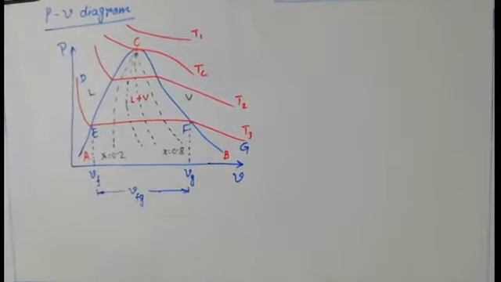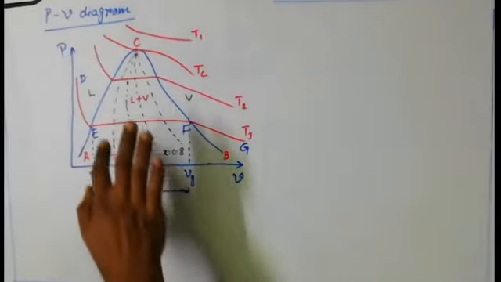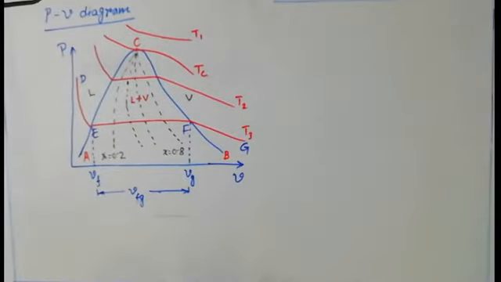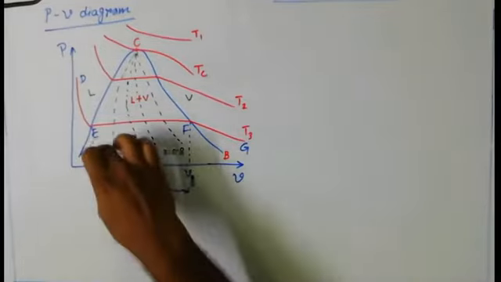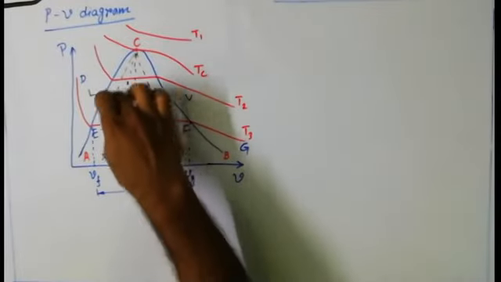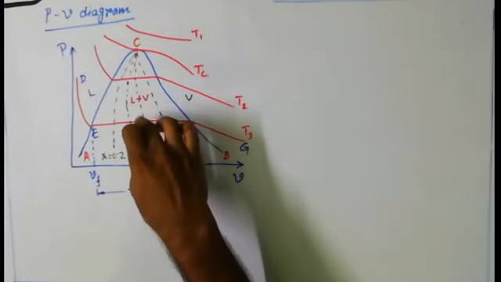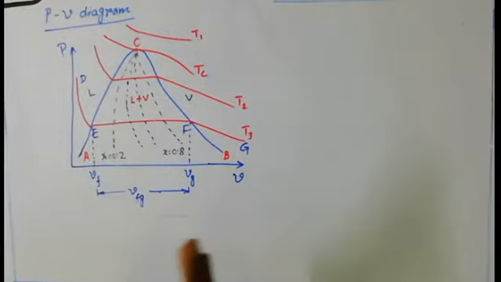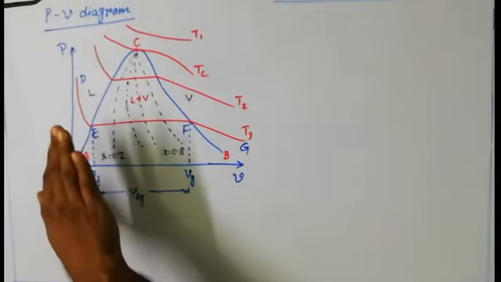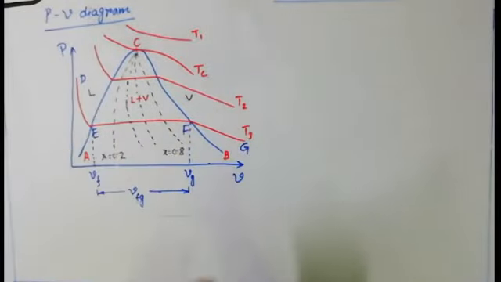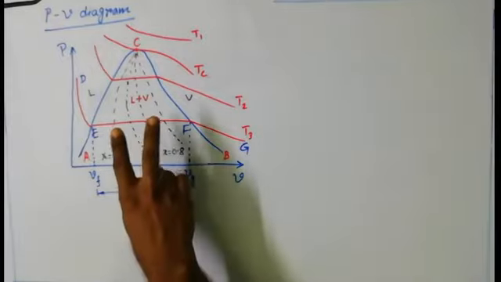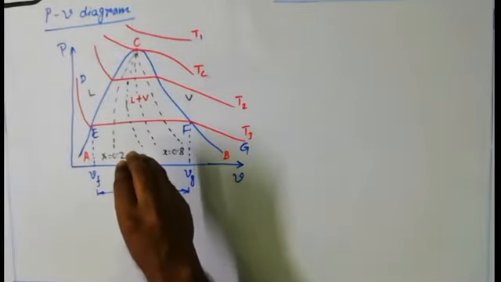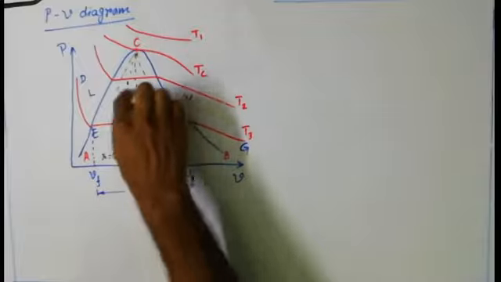Now you can see the region enclosed under this curve ACB, that is basically a two-phase region. Why is it called a two-phase region? Because inside this curve, in the region enclosed by the curve, phase change is occurring. That means the water from liquid state is going to be converted into gaseous state, and that phase change operation is going on inside this enclosed region.